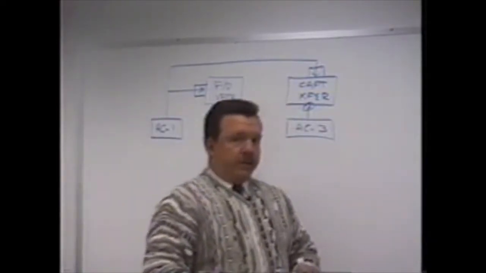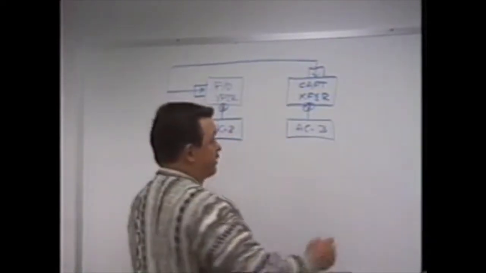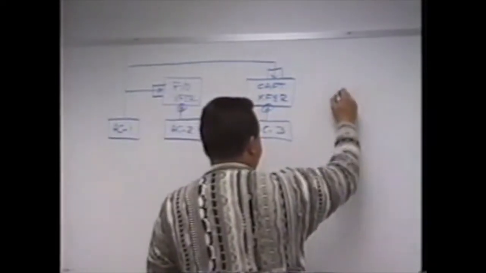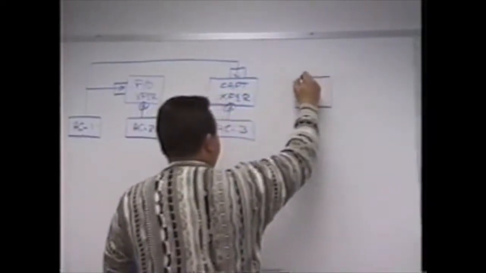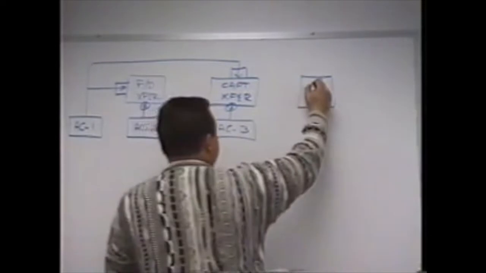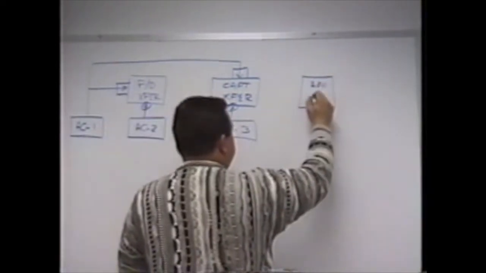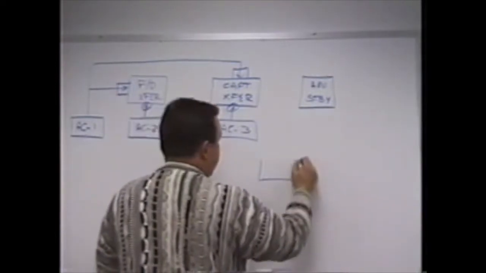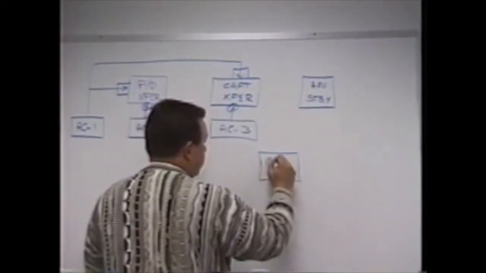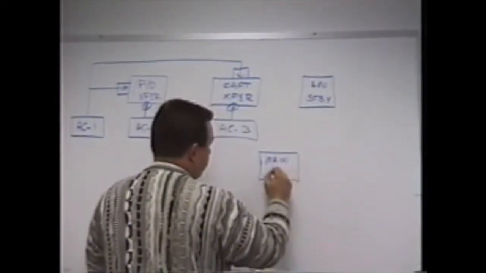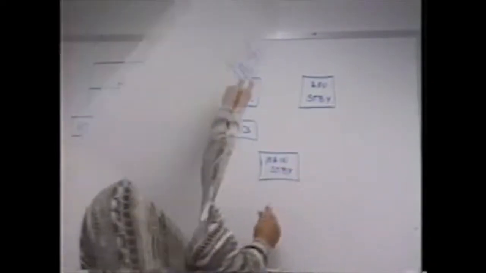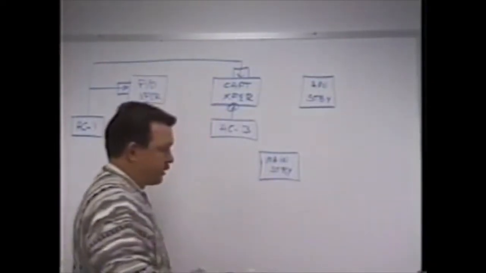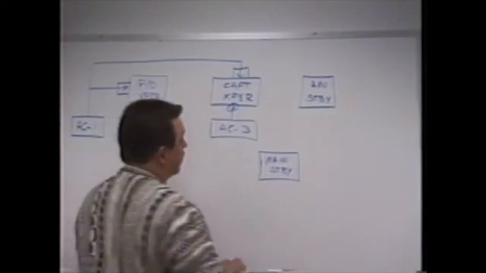Real critical flight instruments, things that the captain needs to fly in instrument conditions, are going to come off your standby power system. Standby power is 2 separate buses: the APU standby bus and the main standby bus. Both the APU standby and main standby buses are controlled through the standby power switch.